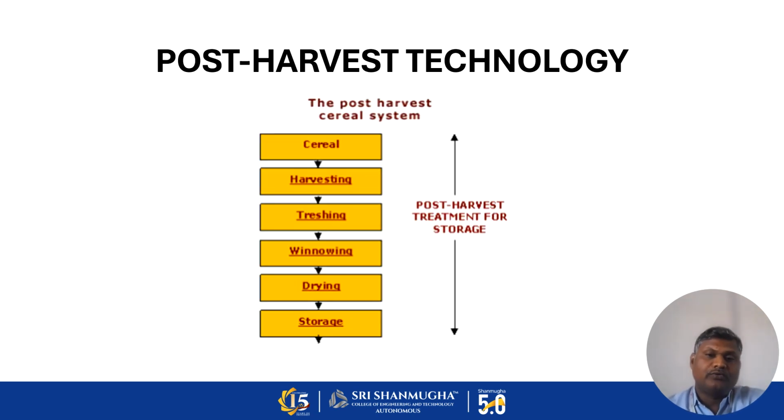The next, what the post-harvest technology involves, as I mentioned. So for example, as far as cereal crops are concerned, the harvesting takes place, then threshing, winnowing, drying, storage. So this is the post-harvest treatment for the storage process. For example, threshing, I already mentioned, and winnowing. Threshing is a separation of grain from the stalk. Winnowing is the removal of dust or other foreign materials from the grain. Drying is a removal of moisture content from the materials.